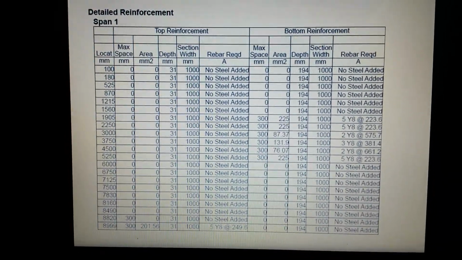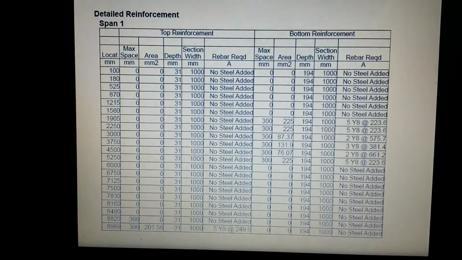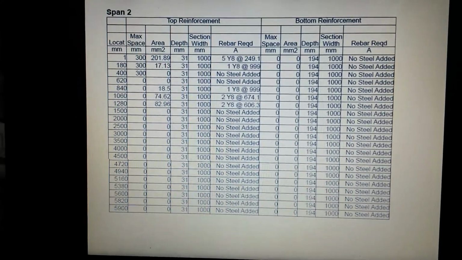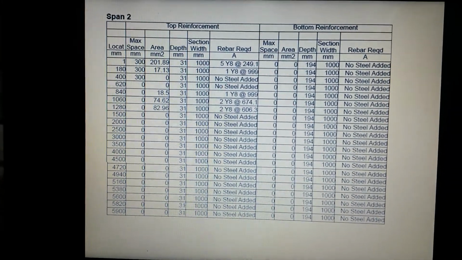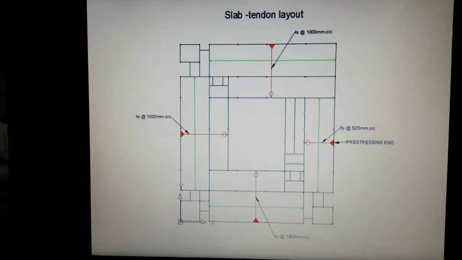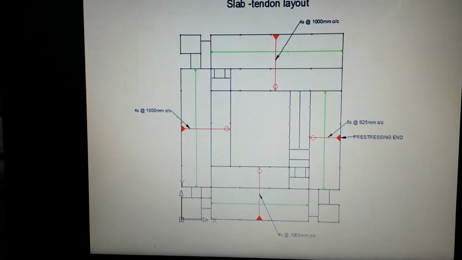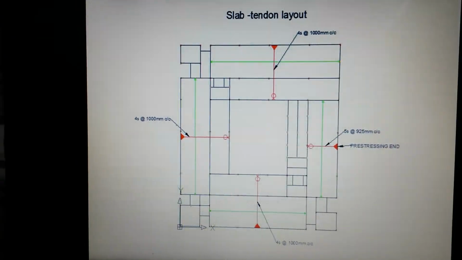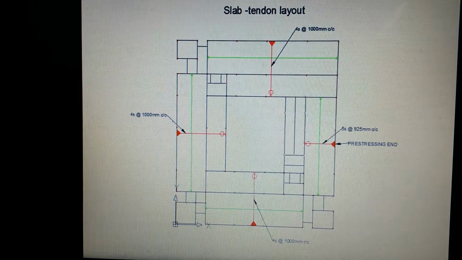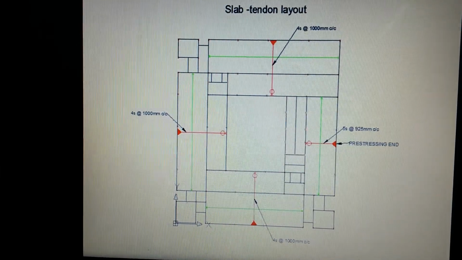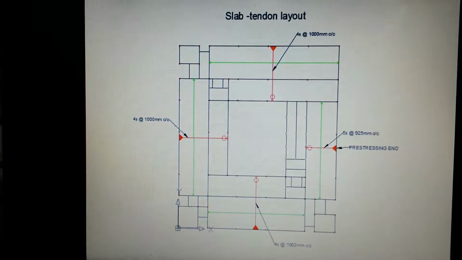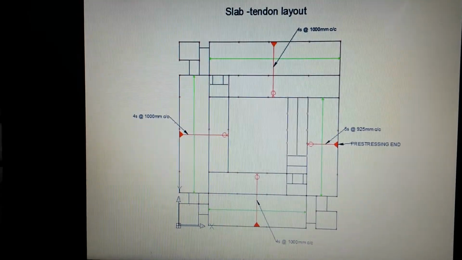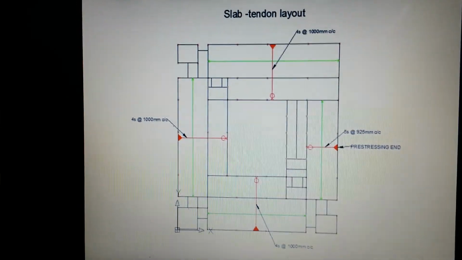And the design for both the bottom and the top reinforcement is given in this table column for both span 1 and span 2. This is the slab tendon profile. For the span of 15 meter, 4 strands at 1 meter spacing are provided, while for this 6 meter span, 5 strands at 925 mm center to center spacing are given.